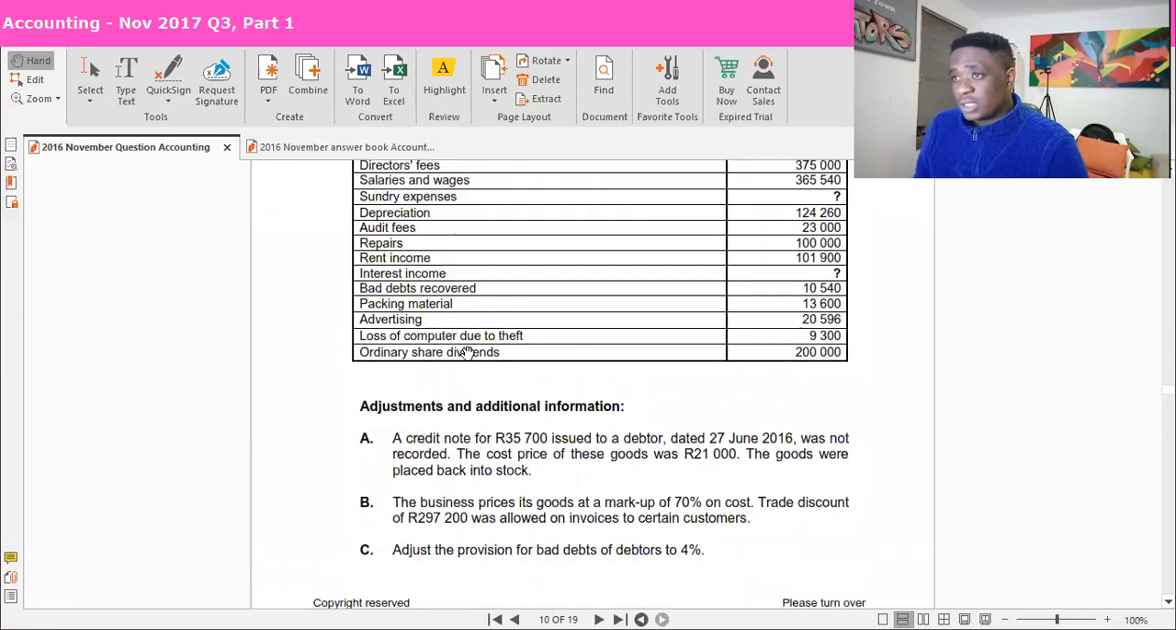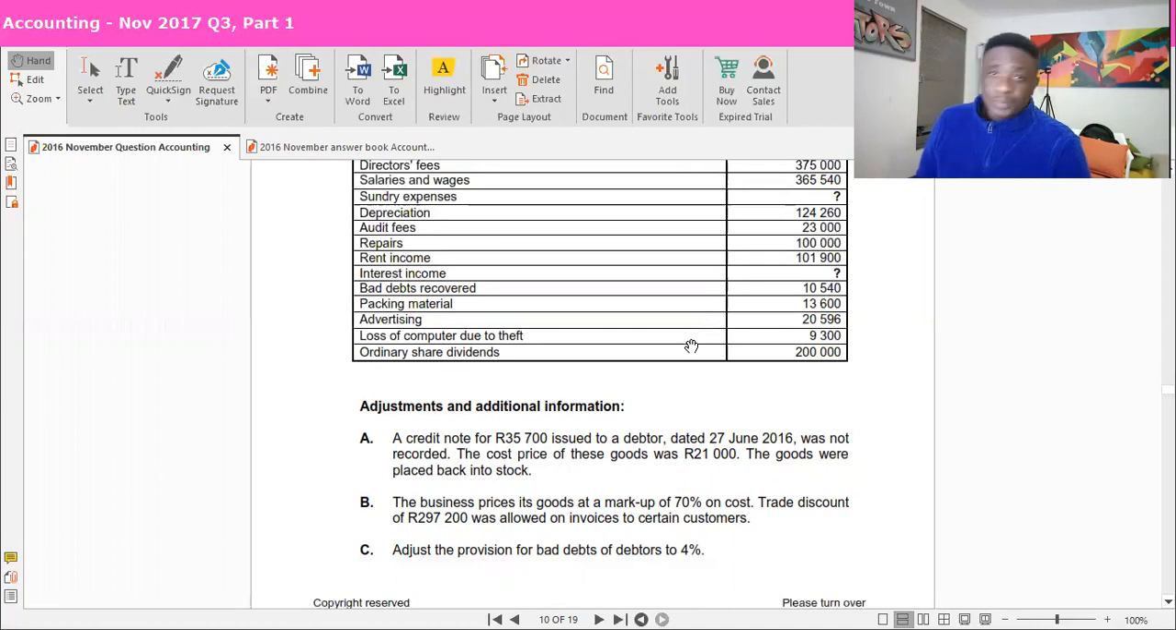So with cost of sales, you're only being told here about the credit note, but it doesn't really do much for you, because it just means that cost of sales has to decrease, but you don't really know by how much, from what to what, because you have a question mark. But I think information B does give us some guidance on how to calculate cost of sales. They say the business prices its goods at a markup on cost of 70%, and then they say a trade discount of 297,200 was allowed on invoices to certain customers.